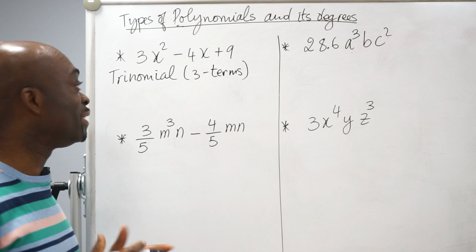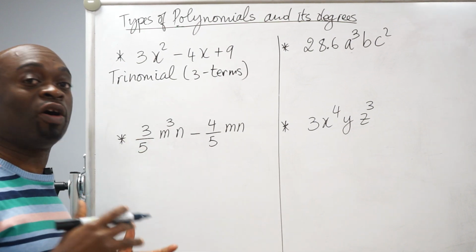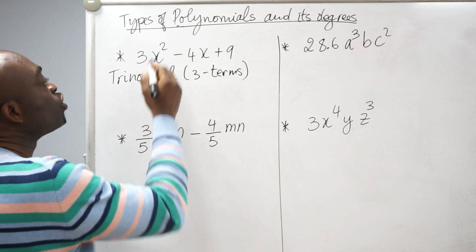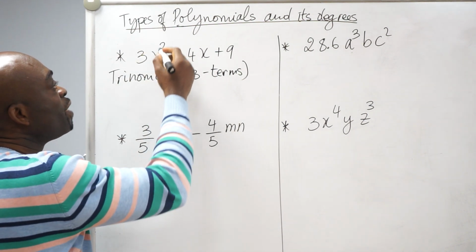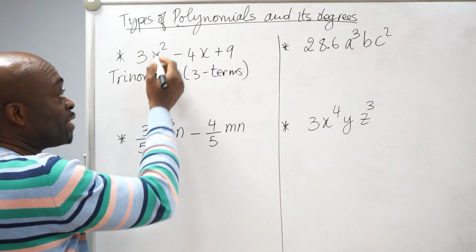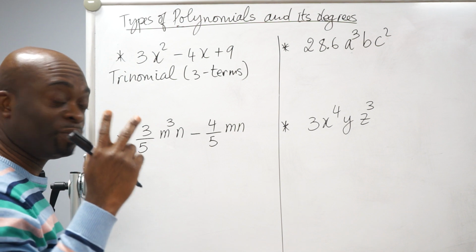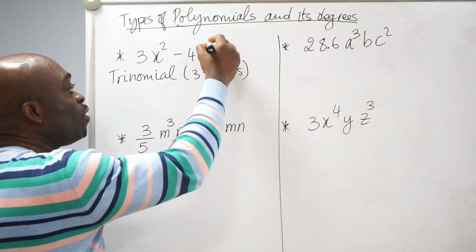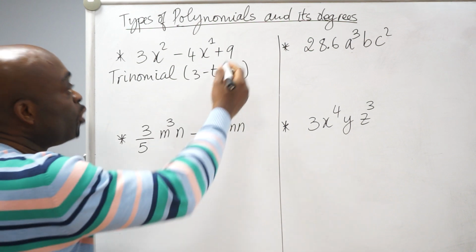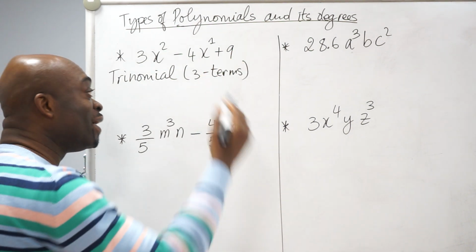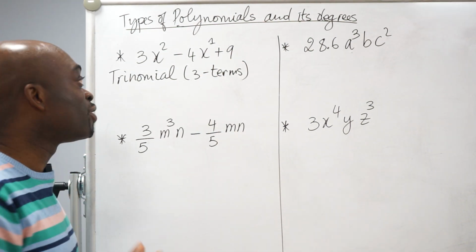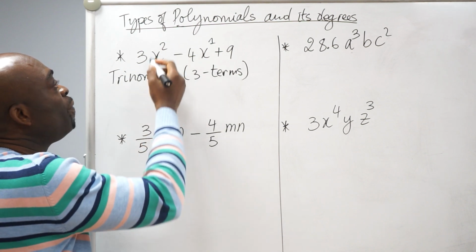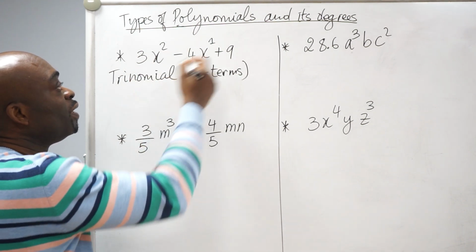How do we find the degree? First of all, the degree is all about the exponents of the variables. So we go to the first term here. What's the variable? x. What's the exponent of the variable? It is 2. We go to the second term, what is the variable here? x. What is the power? 1. We go to the third one, what's the variable here? None. So there's no variable for that. So what is the power over here? 2. And what's the power here?